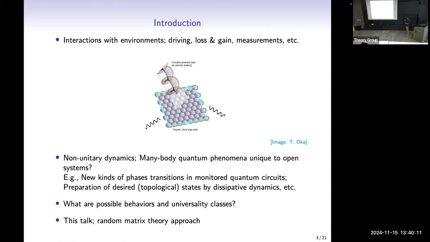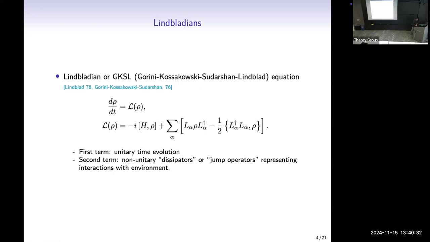possibilities. So today I want to take the philosophy of maximal ignorance to the problem so that we try to learn something about universality or possible behaviors of open quantum systems. And then I go back to the old idea of random matrix theory. Okay, but before going to random matrix theories, there are various kinds of non-unitary evolutions we can talk about.